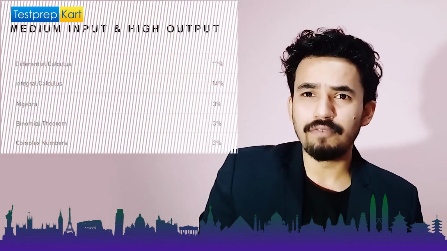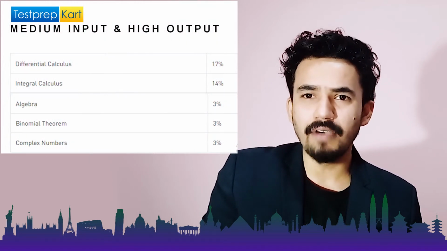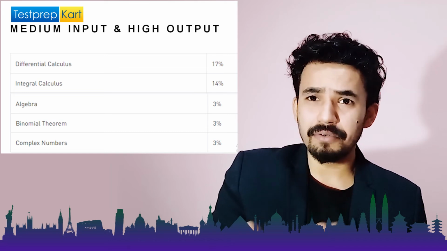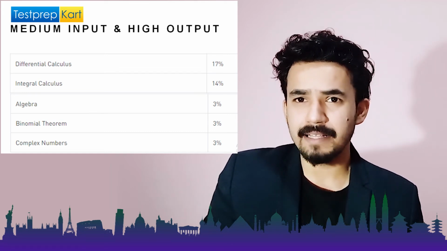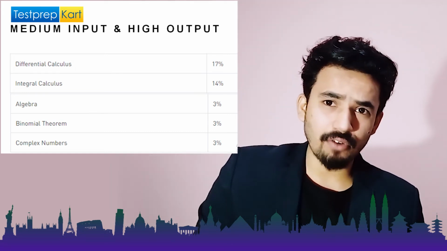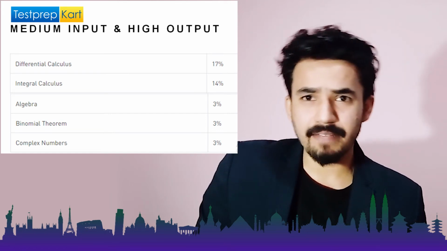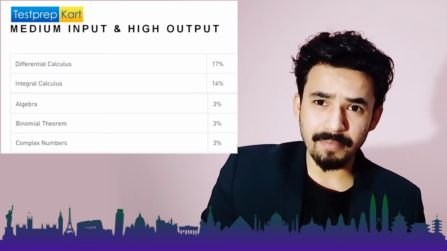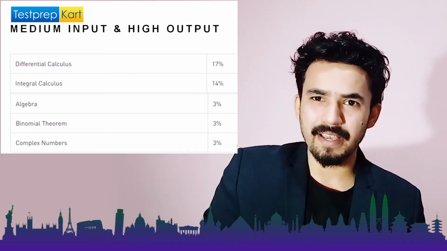Now there is a medium input and high output. A medium input means you have to practice a little bit, right? Only formula cannot make your life easy. You have to apply those formula. In short, these are application based questions. These are the questions that you can solve to get the answers. I have kept few topics in here like differential calculus 17%, integral calculus 14%, algebra 3%.